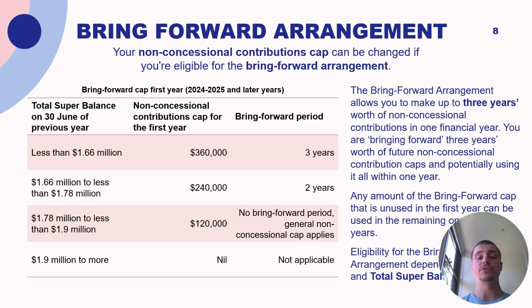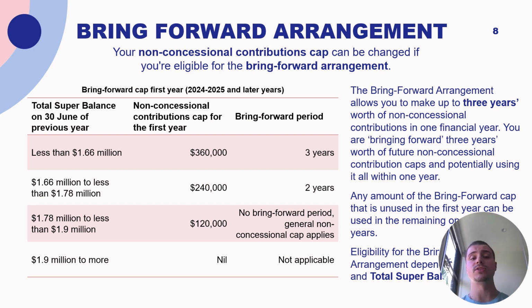Now, I did mention the bring forward arrangement, which allows you to contribute up to $360,000 in a given financial year. But what this restricts is that in the following 2 financial years after that, you are unable to make additional non-concessional contributions. Essentially, you cap out. You're bringing forward 3 years' worth of contributions, so 3 years of $120,000 contributions in 1 year. That's the bring forward arrangement.